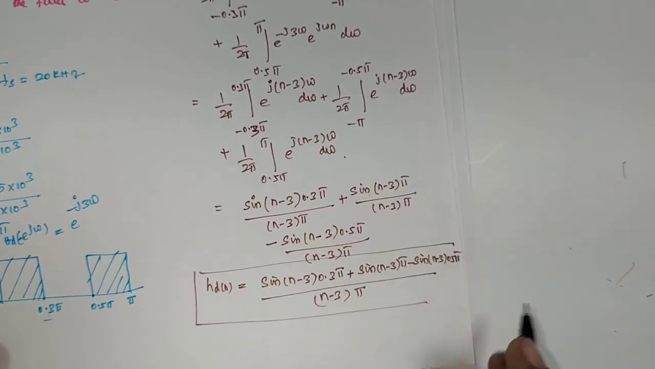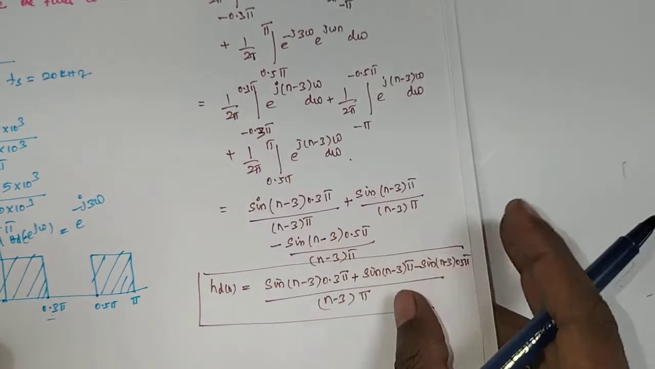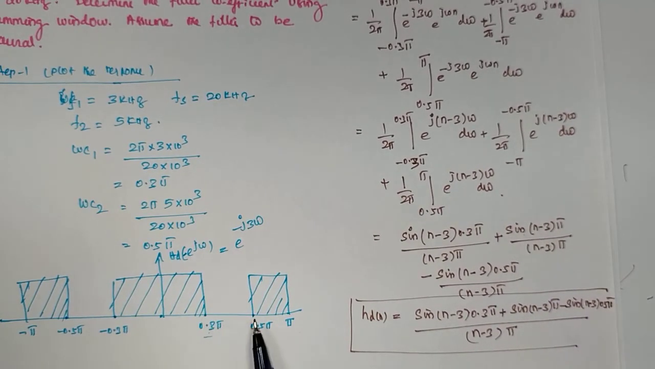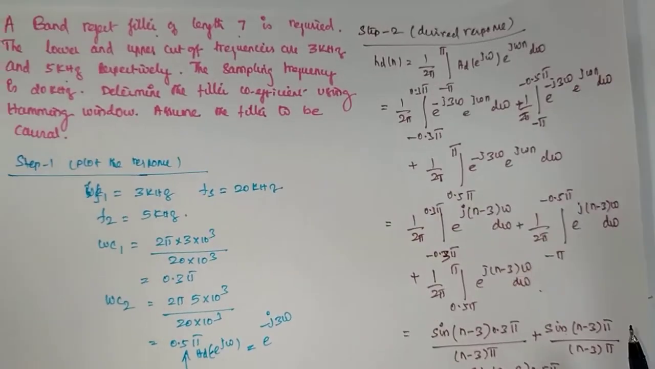You just add the response of the low pass filter and the high pass filter, and you get the response of the band stop filter. Very simple. The low pass filter has 0.3 pi, and here the n value is n minus 3. So it is sin of (n minus 3) into 0.3 pi plus sin of (n minus 3) pi minus sin of (n minus 3) into 0.5 pi, divided by (n minus 3) into pi. In this way you have to find the desired response. Next we are going to find the actual response. That is step 3, the actual response.